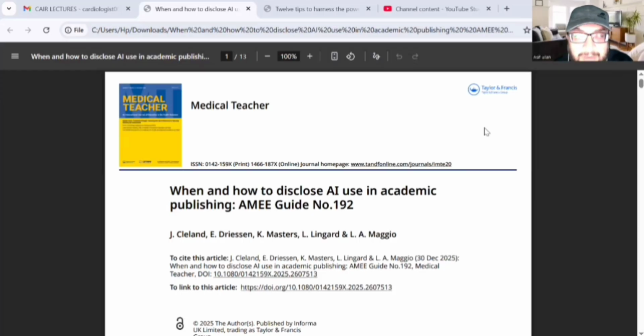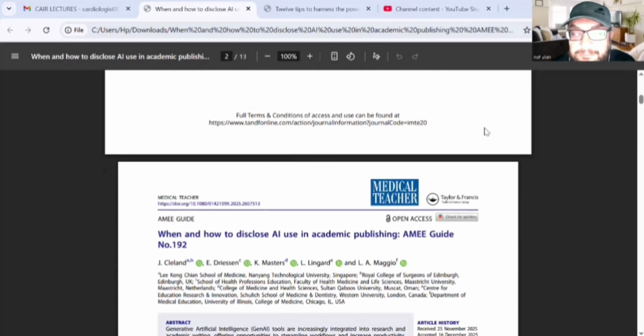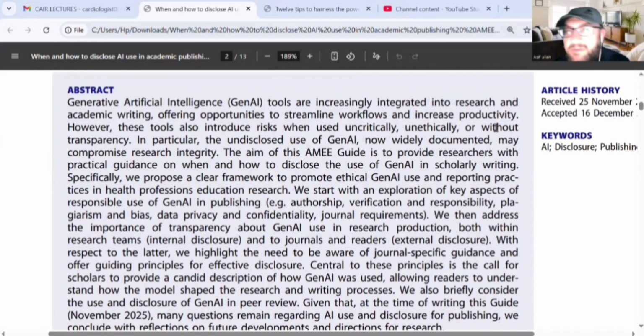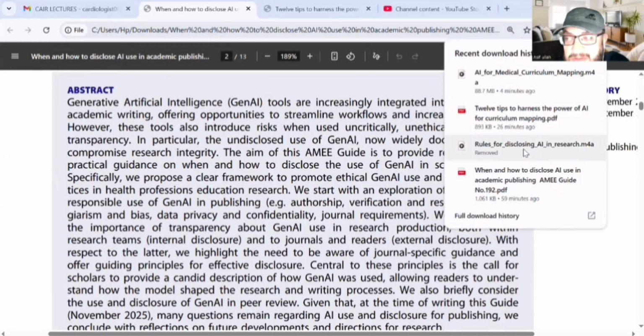So, when and how to disclose AI use in academic publishing. AAME Guide number 192. It's a very good article on generative artificial intelligence, and we will overview what the rules are for disclosing AI in harnessing.